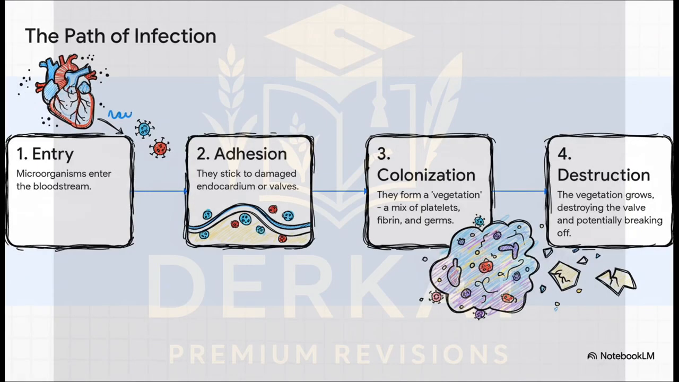This breaks down the four-step invasion perfectly. First, the germs get into the blood. Second, they find that rough, damaged spot on a valve and they stick to it. Third, they build a fortress. That's the vegetation. And it's a nasty mix of blood components and germs that actually hides them from the immune system. And fourth, this growing mass doesn't just sit there. It actively eats away at the valve tissue. And, even scarier, pieces can break off and get sent flying through the bloodstream.